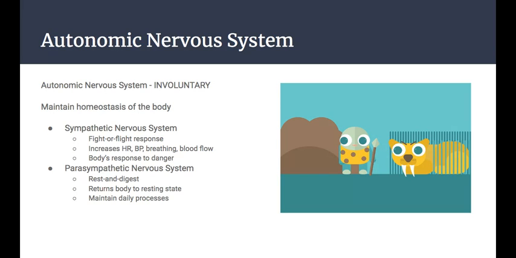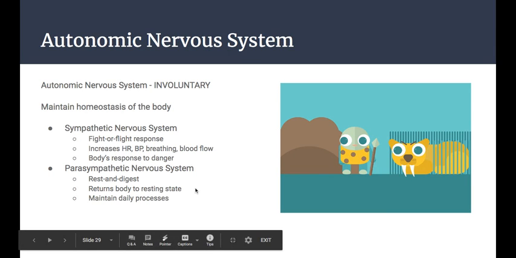But in times of danger or hunger, like if there was an animal chasing us, our sympathetic nervous system took over and helped to get us through that stressful situation, run away from that animal, fight that animal.